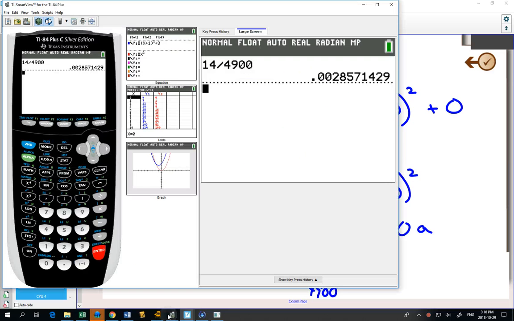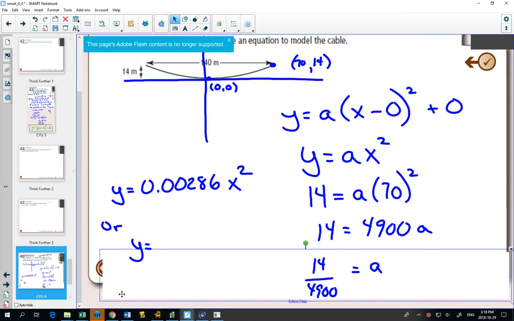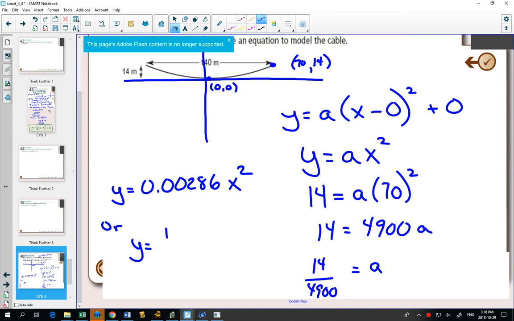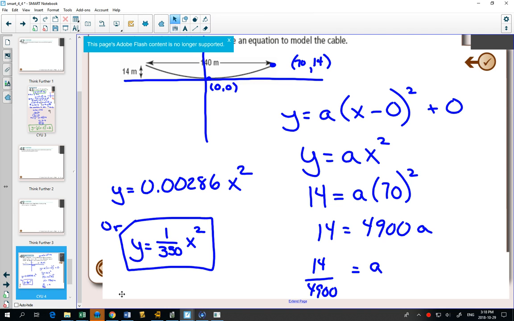Did you know that your calculator can reduce fractions? If you write 14 over 4,900 and get a decimal, then push your math button, and number 1 changes it back to a fraction, it will change it back to a fraction and put it in lowest terms. 1 over 350. I like this equation. Looks a lot neater than the decimal, but both of them are correct.